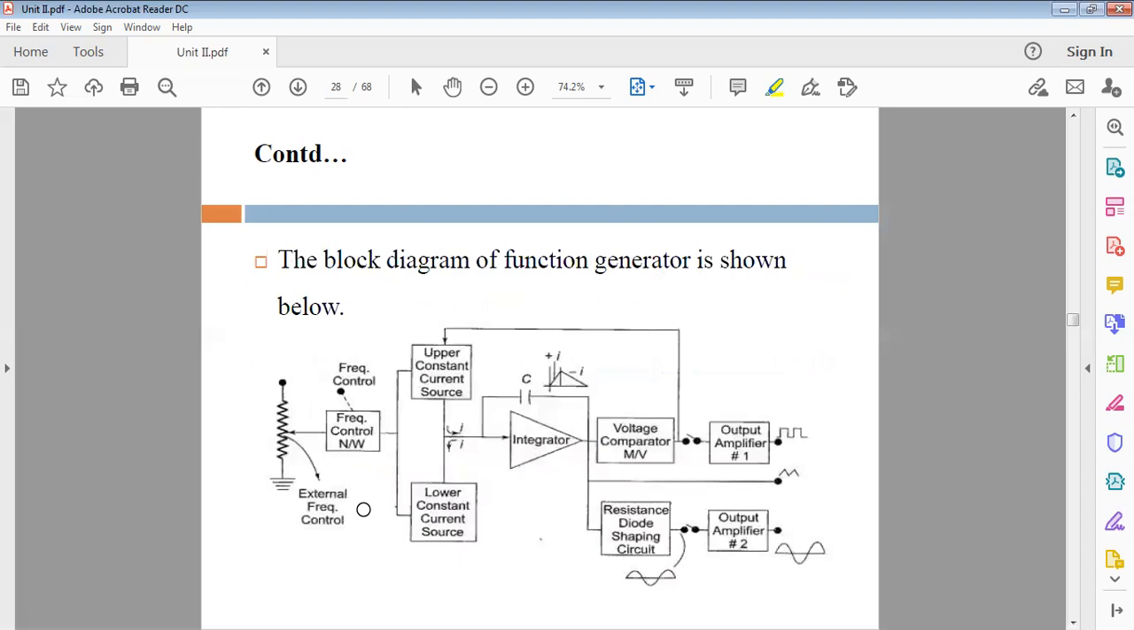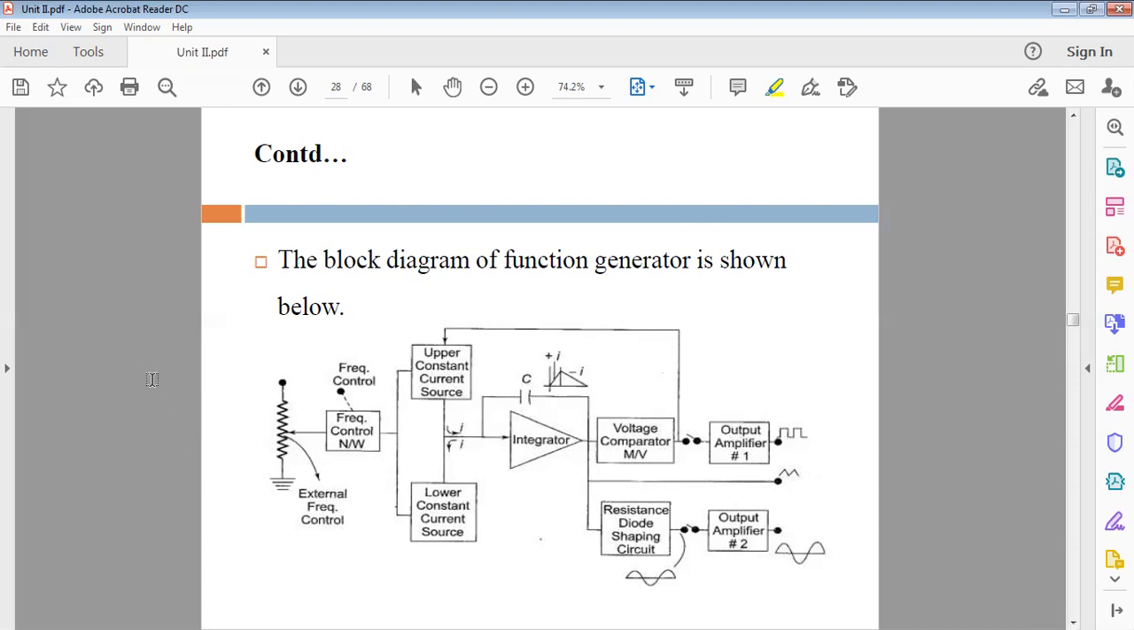Next, coming to the block diagram of the function generator. This is the block diagram of the function generator. In this we have different blocks: frequency control network, upper constant current source, lower constant current source, an integrator, voltage comparator multivibrator, and resistance diode shaping circuit. These two outputs are given to output amplifiers 1 and 2, which are used to produce the square wave and sine wave, and the integrator output is used to produce the triangular wave.